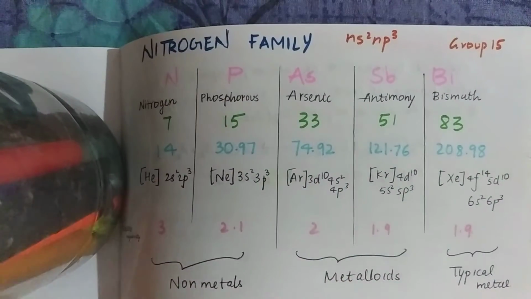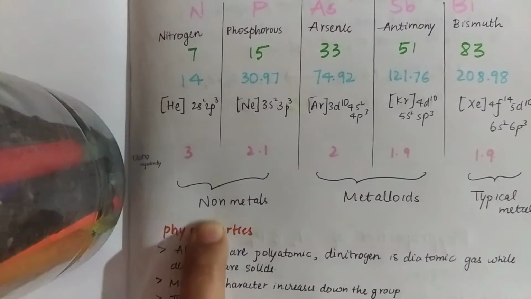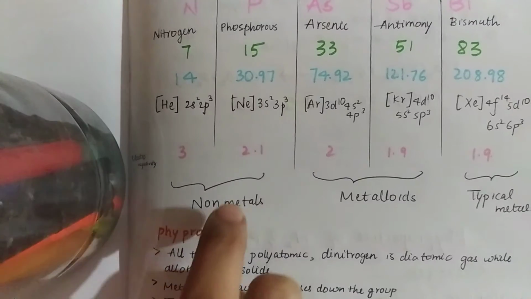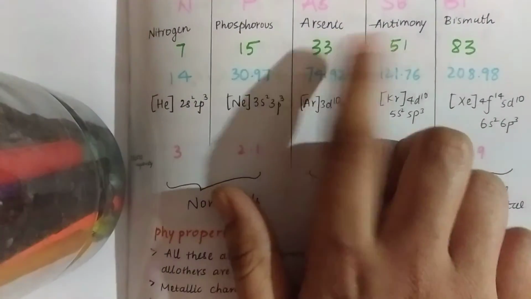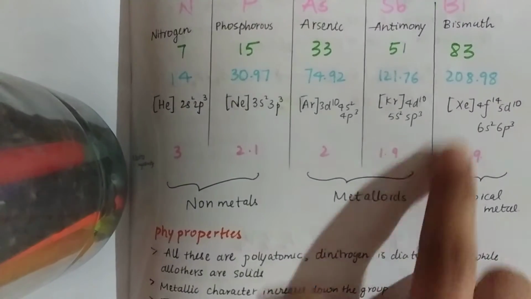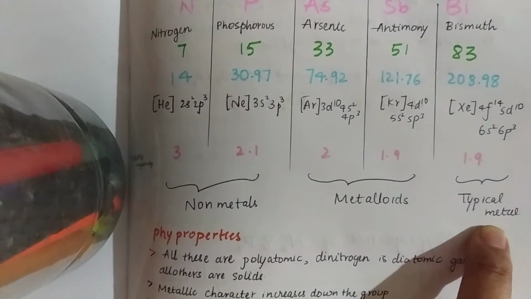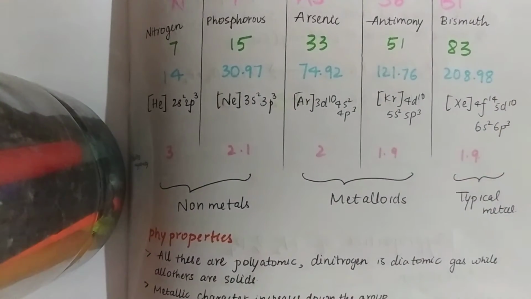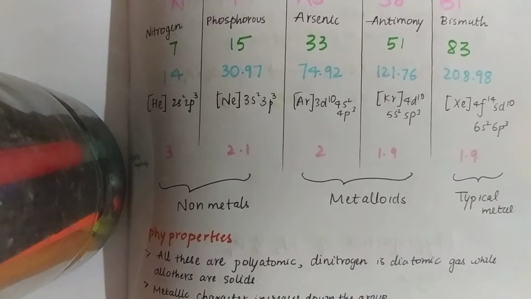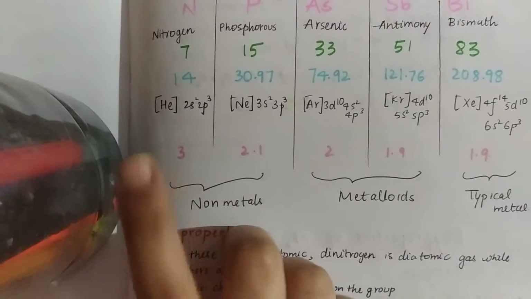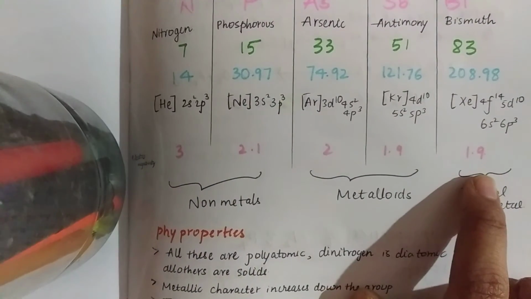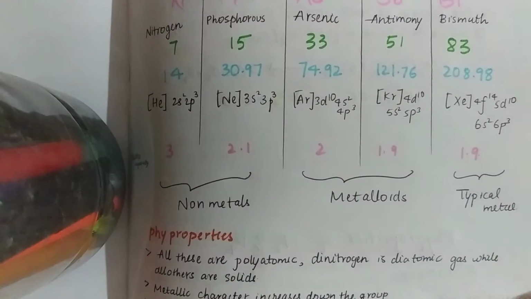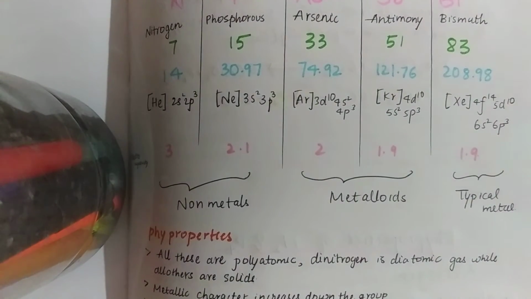Okay, and here you have a very important thing, that is nitrogen and phosphorus are non-metals. Arsenic and antimony are metalloids, and bismuth is a typical metal. So it means the metallic character increases down the group, okay, from nitrogen to bismuth. And this is electronegativity. It's not really necessary to memorize them, but I made it in my notes because it may be useful for my further studies.